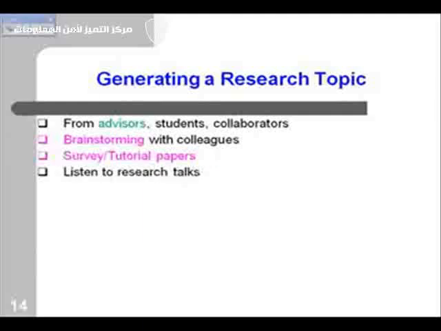And listen to research talks. Like there was a professor from Florida Atlantic University. He gave a talk on RFID some days before here. So you should also listen to research talks. Some professors come from abroad, and they give a lot of useful talks, presentations or seminars. You should attend those seminars.